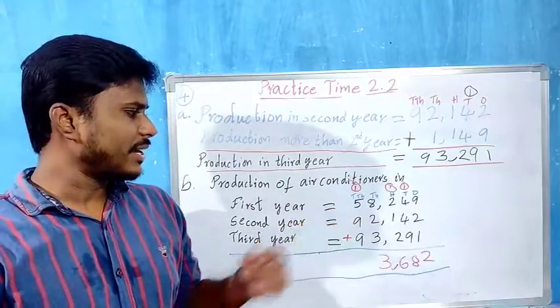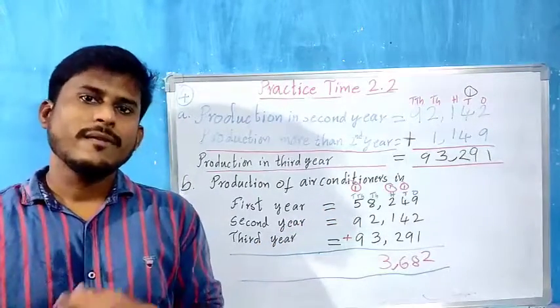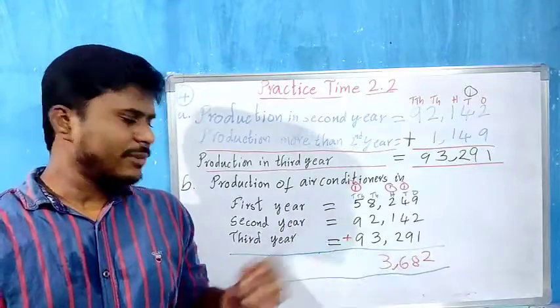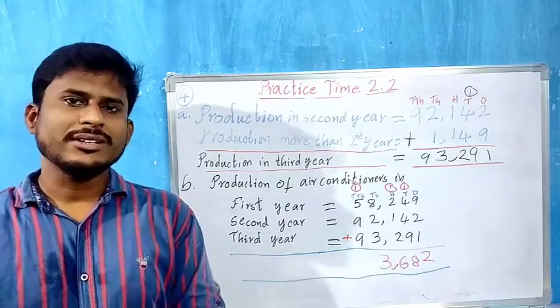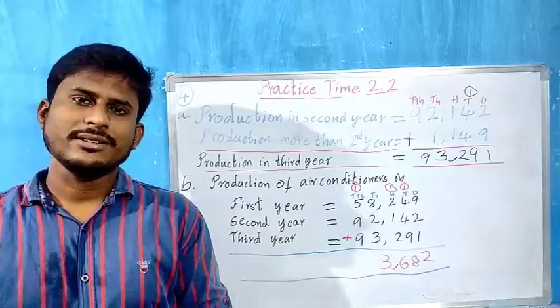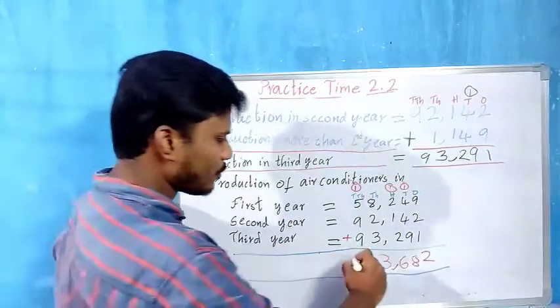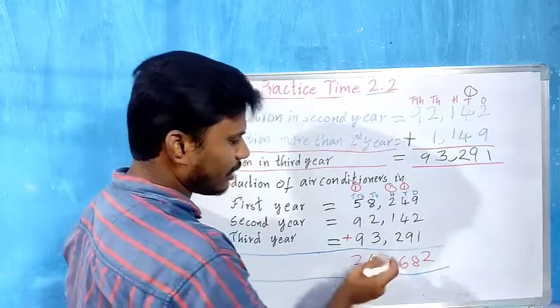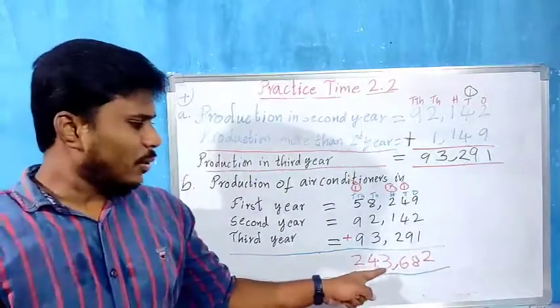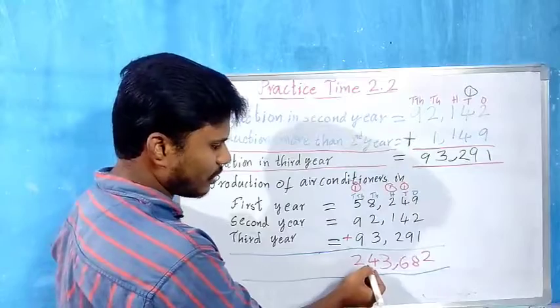Now 5 plus 9, it is 14, children. 14 plus 9, come on, think, it is 23. 23 plus 1, 24. So I am writing 24 here. If you want, insert commas. Thousands, 10,000s place. Okay, children.